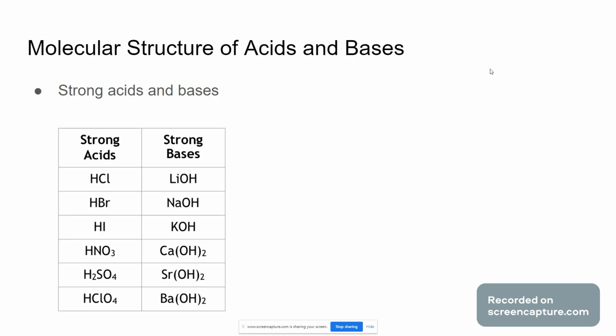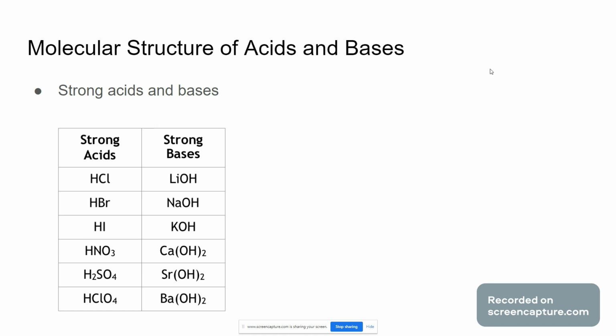So, the molecular structure of acids and bases. The weaker the bond that is holding the hydrogen atom, the stronger the acid will be, because the hydrogen has an easier tendency to pop off. The more oxygens in an acid, the stronger the acid will be, because oxygen is more electronegative and it's attracting the electrons to itself, making the whole molecule more polar, and it will let the hydrogens pop off easier.